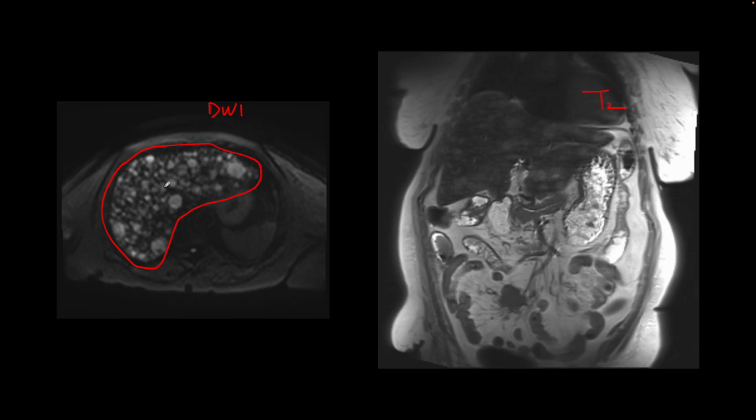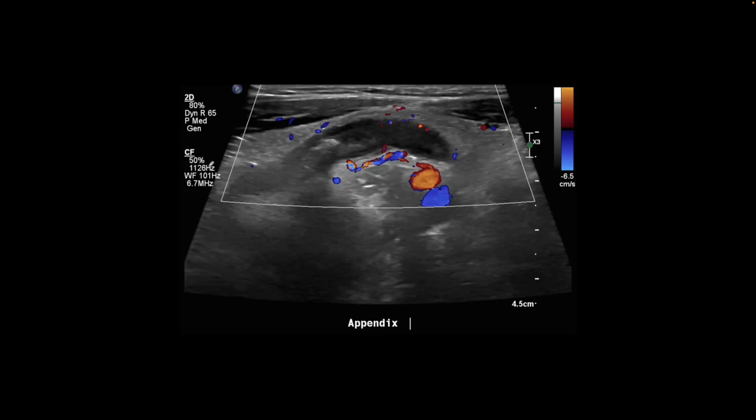There are innumerable foci of high signal, and they are seen much clearly compared to this coronal T2 weighted image, where the high signal intensity on T2 is not very well seen compared to the high signal on DWI. So DWI is definitely more sensitive for looking at smaller mets to the liver.